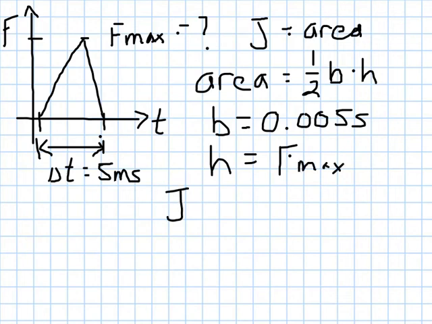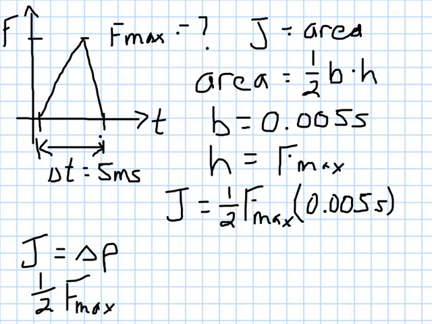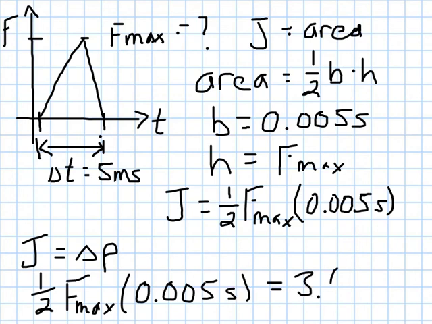And so the total impulse is 1/2 F max times 0.005 seconds. And this whole thing, again, impulse is equal to the change in momentum, which we calculated before. And so we know that 1/2 times the maximum force times the time of the interaction, 0.005 seconds, should equal 3.6 kilogram meters per second, was what we found before.